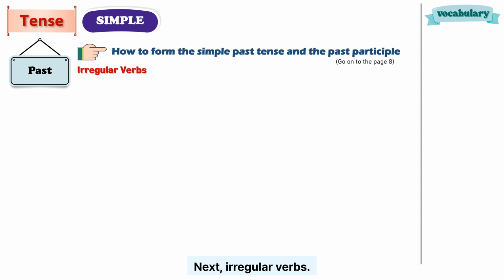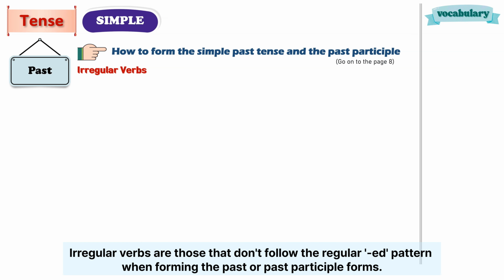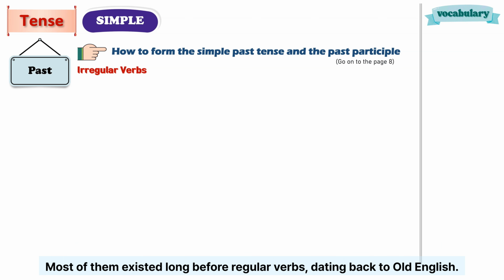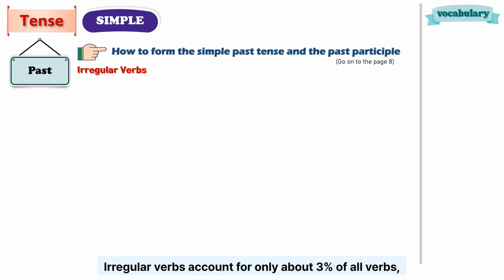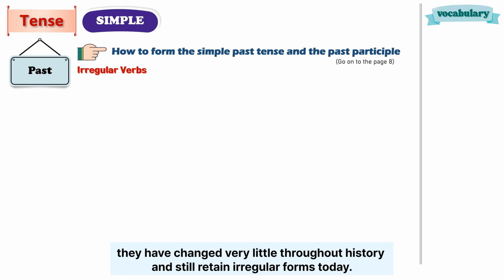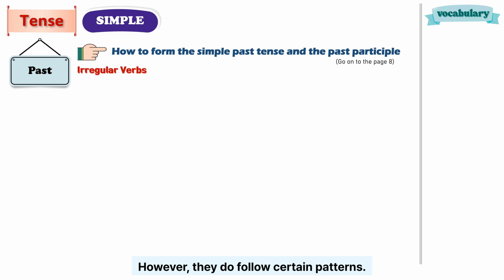Next, irregular verbs. Irregular verbs are those that don't follow the regular ed pattern when forming the past or past participle forms. Most of them existed long before regular verbs, dating back to Old English. The fact that we still use them today after thousands of years shows just how frequently they are used. Irregular verbs account for only about 3% of all verbs, but because of their strong tendency to preserve tradition, they have changed very little throughout history and still retain irregular forms today. However, they do follow certain patterns.